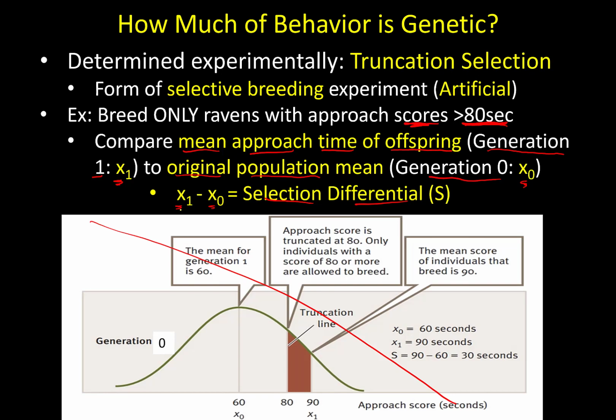An easier way to think about this is if an animal's approach time is 100% dictated by genetics, that difference between X1 and X0 is the amount of change you would expect to see. If genetics is controlling approach time, then the genes present in our smaller group of slow approaching ravens would be dramatically different than the genes present in our larger group. And those genes would be the only thing influencing approach time. And the selection differential would be an actual measure of that. But we're not done here.